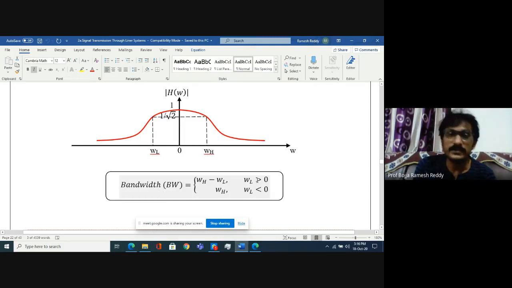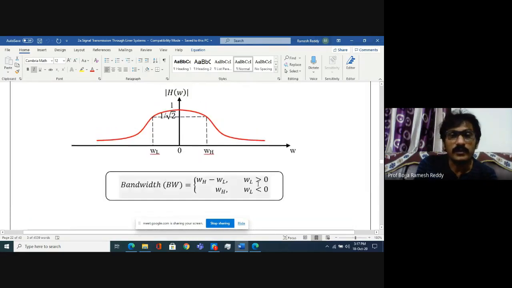If omega L is positive, take the difference. If omega L is negative, then take 0 as the minimum value. Otherwise, directly take the bandwidth as the upper cutoff frequency, that is omega H minus 0, because negative frequencies do not exist in the real spectrum. Frequency means some value like 90 megahertz or 102.6 megahertz; it cannot be a negative value. Therefore, take the bandwidth as omega H when omega L is negative.